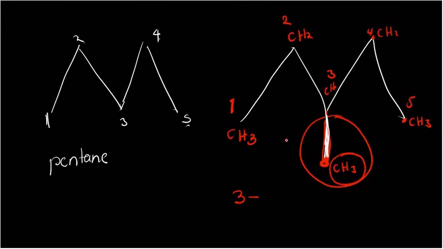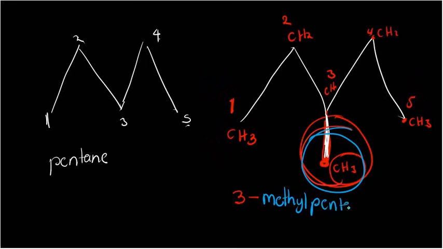What is the name of this branch? Remember the name of this branch. If you look at that, you shall see that the name of this branch here is methyl. So you say 3-methyl. What is the parent name? It's having 5 carbons, so it is 3-methyl pentane. That's what it means.